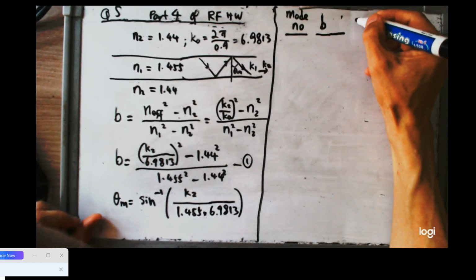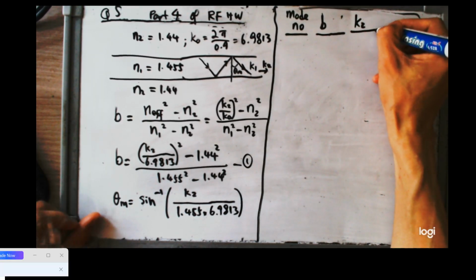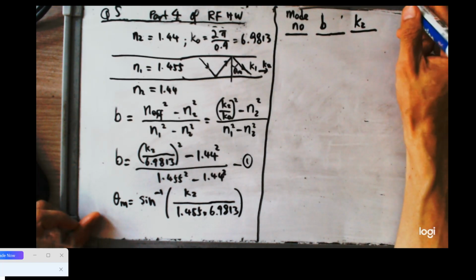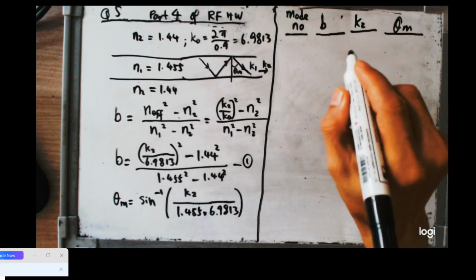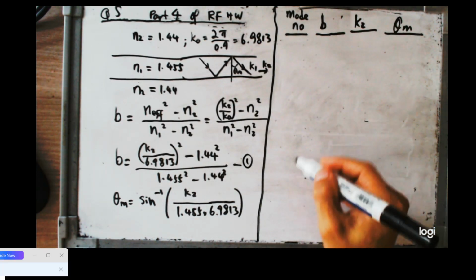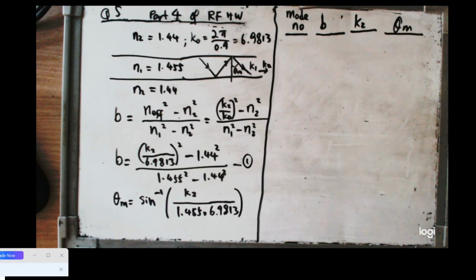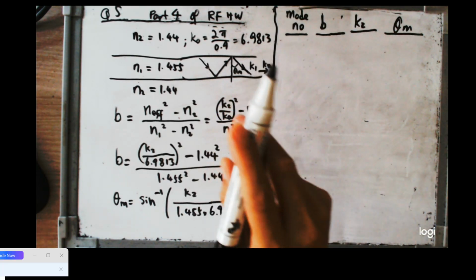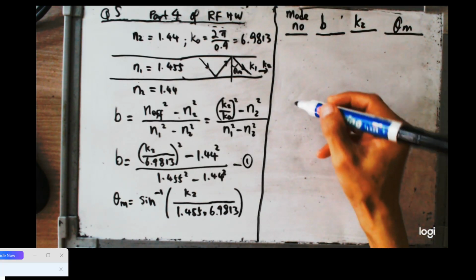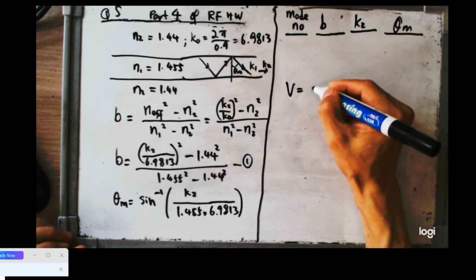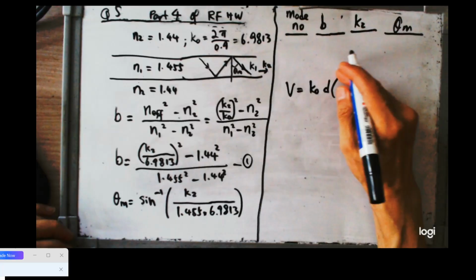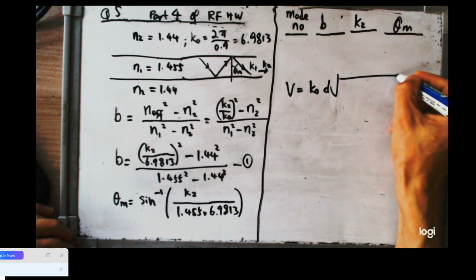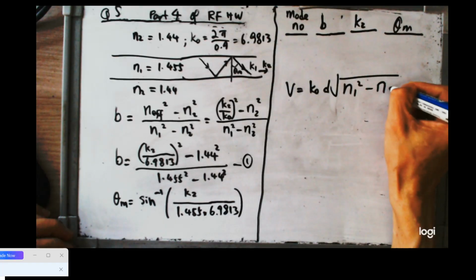And then k, z, and then the theta m. So we will use this table and work this out. So we need to find out the value of V first. V is K naught D, and then the square root of n1 square minus n2 square.